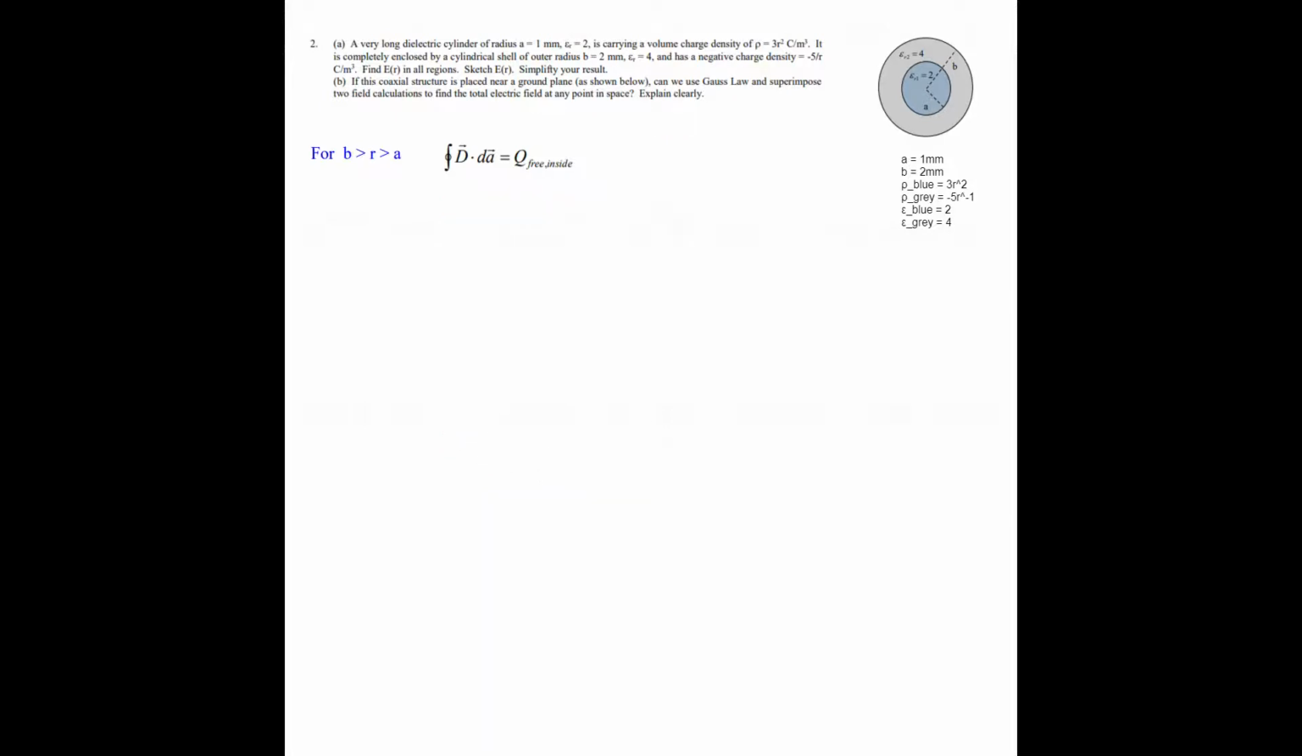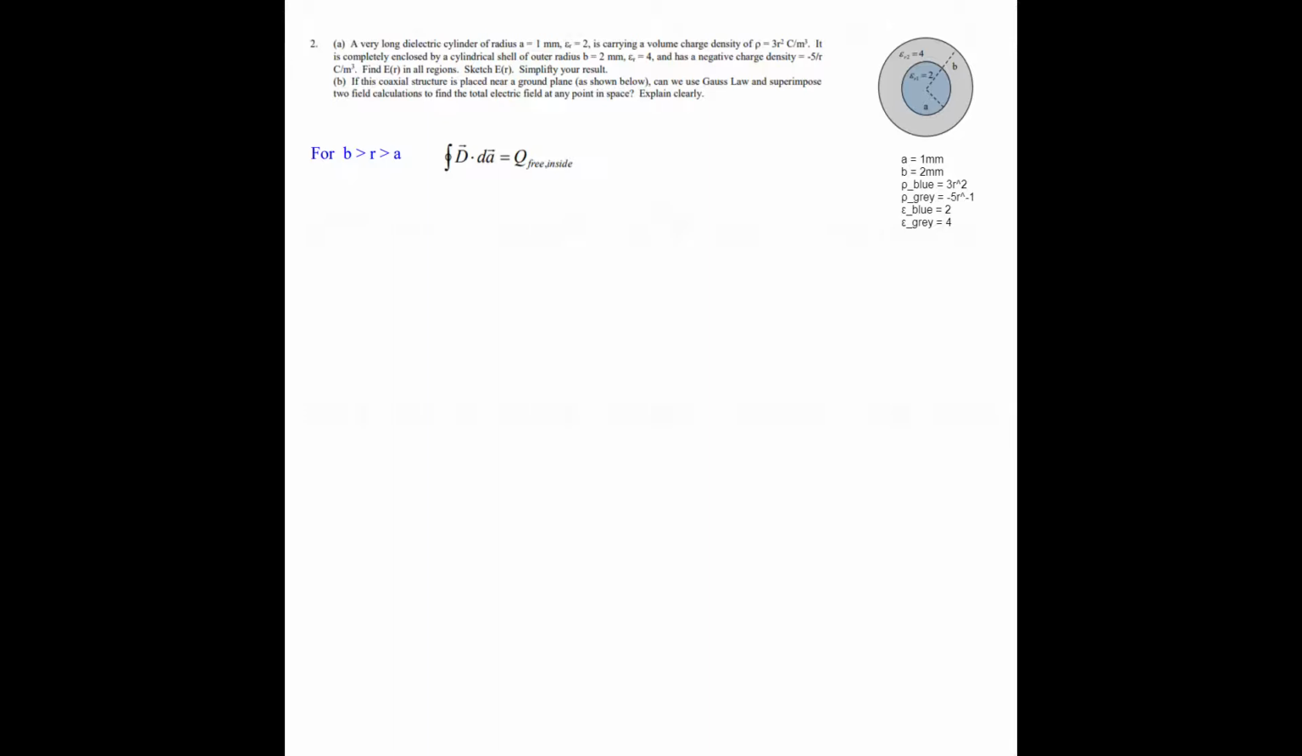Moving on, this region is the gray region. It's wherever the radius is between B and A, which are 2 and 1 millimeter respectively. So this is where the problem starts to get a little bit tricky. The only other thing that could even be remotely tricky so far in this problem that wasn't plug and chug is the fact that for the first part the bounds were 0 to R instead of 0 to A.